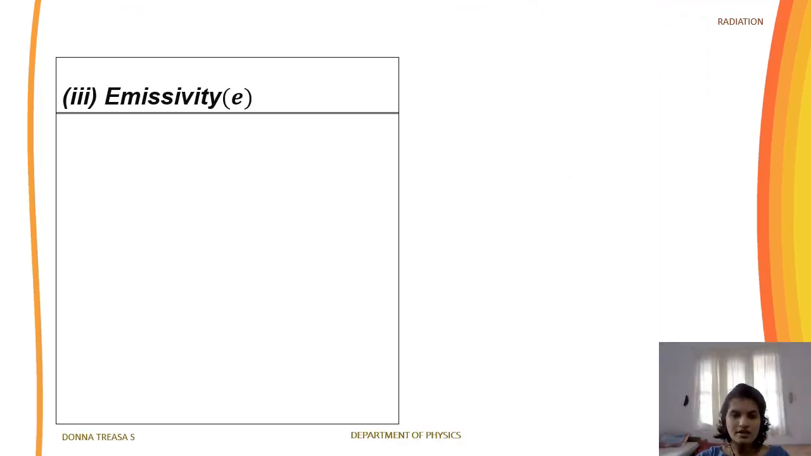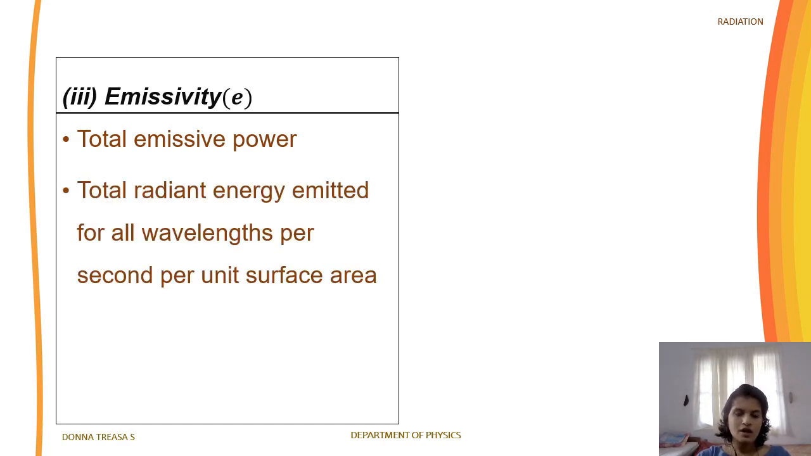Now the third one is emissivity. Emissivity represented by E is also known as total emissive power. So this quantity power has been introduced to you since your school days. When you hear this name power, it should automatically strike that this has something to do with energy per unit time. So let us see what emissivity is.